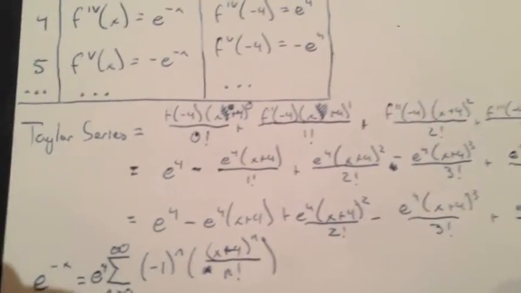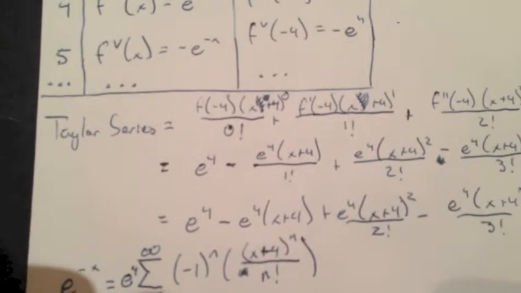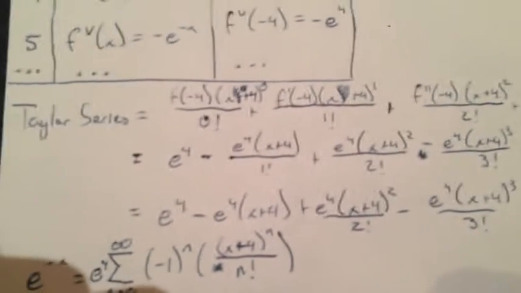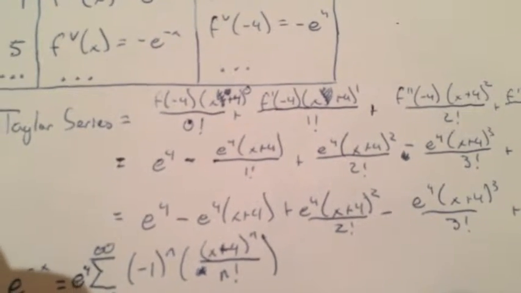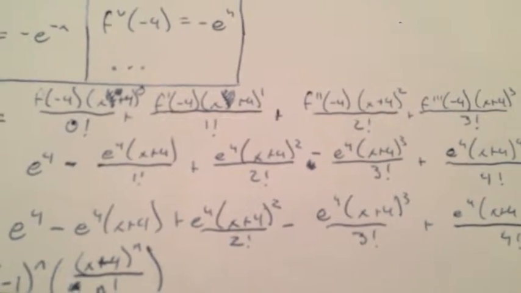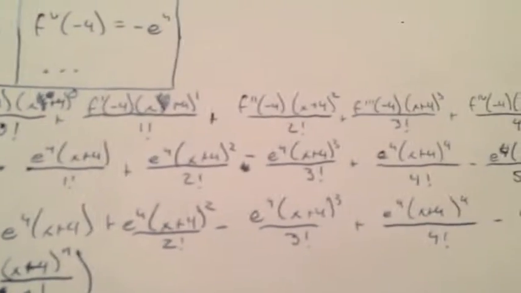Now if we want to simplify, we get e to the fourth when n equals 0. When n equals 1, it's negative e to the fourth times x plus 4 all over 1 factorial. And we keep doing this, so on and so forth, for each n, all the way to n equals 5.